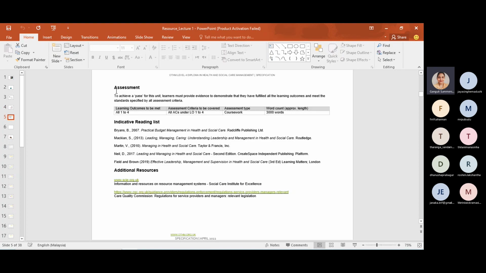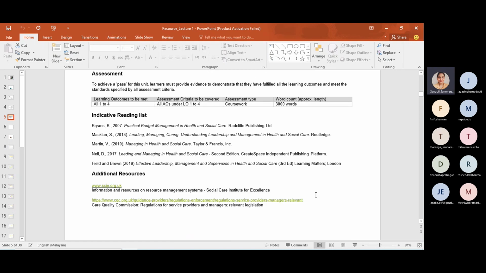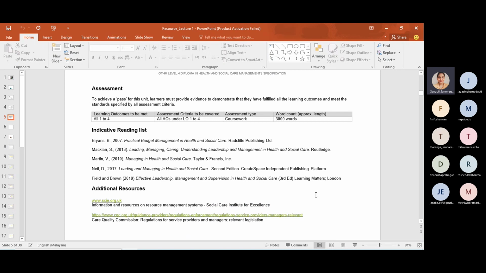Okay, and the assessment. Guys, you don't have to worry about this assessment now, because the one you have to worry about is the communication assessment, because that is the upcoming assessment. This assessment you will get much later, so you don't have to worry about it now.